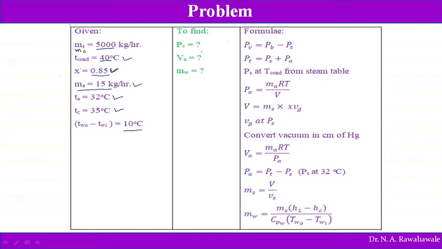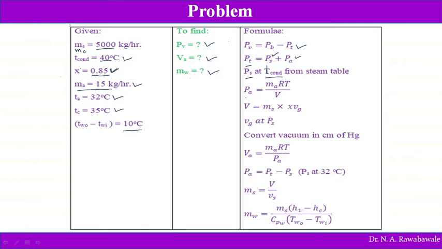Then we are asked to find out the vacuum gauge reading, that is the vacuum pressure, then the volume of air and the mass flow rate of water. We know the formula to find the vacuum pressure, PV is equal to PB minus PT. The total pressure can be obtained by PS plus PA. PS can be obtained from the condenser temperature, which is known to us, 40 degrees Celsius. PS is known, PA can be obtained, and PT can be obtained. From that, PV can be obtained.